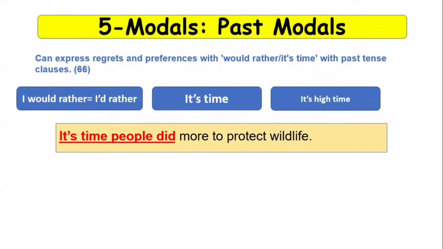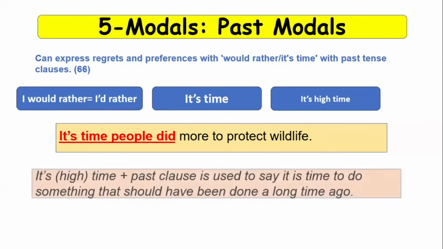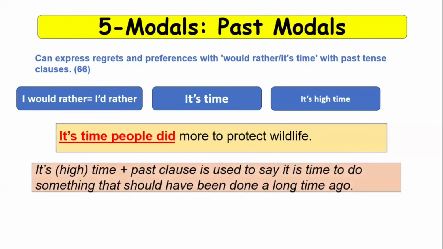So if you want to express that it is not happening right now or it is not true, we will use what we call in English the unreal past in order to show you it is something that is not true, but I'm hoping for it to be true. Okay, it's time people did more to protect wildlife. So another expression would be it's high time. So it's time or it's high time.